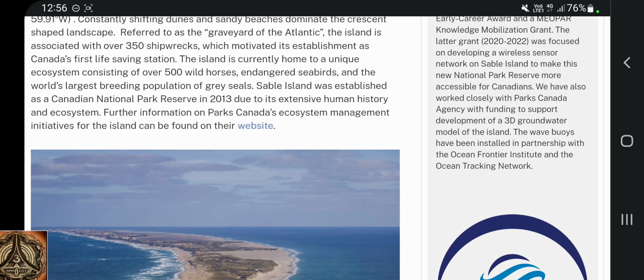The island is currently home to a unique ecosystem consisting of over 500 wild horses, endangered seabirds, and the world's largest breeding population of gray seals. Yeah, there are also some seals in Helsinki at the moment, since a few weeks. Sable Island was established as a Canadian National Park Reserve in 2013 due to its extensive human history and ecosystem. Yeah, it might also have an extensive geological history.